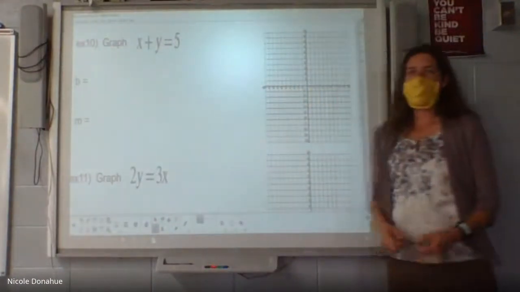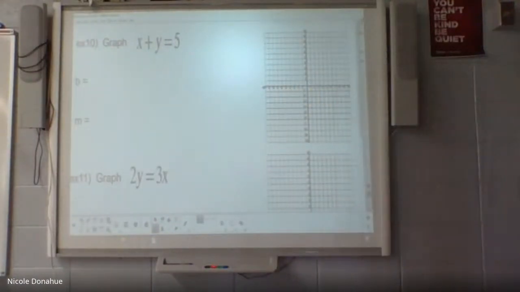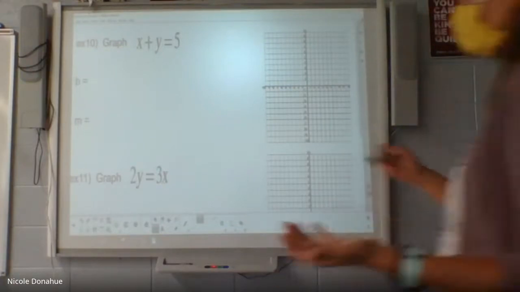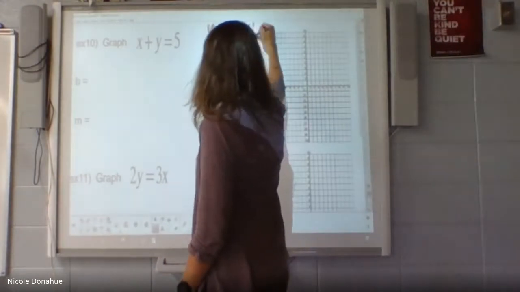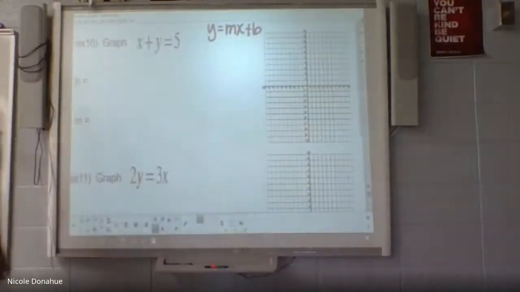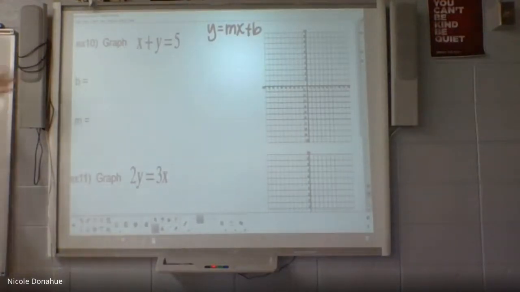Now, what's wrong with these equations? Why are these tougher? What's the issue? They're not in order. They're not in that y equals mx plus b. And if I just graph them this way, I'm going to have probably my slope wrong. So I need to get the y alone in this case if this is the method I'm using.